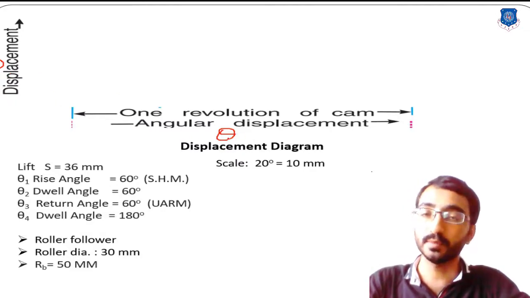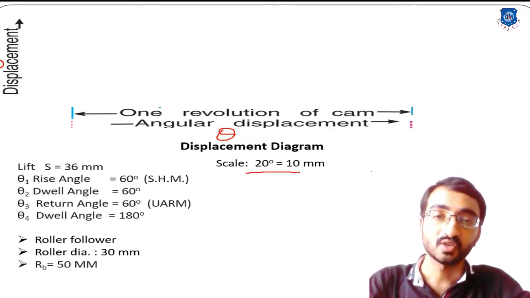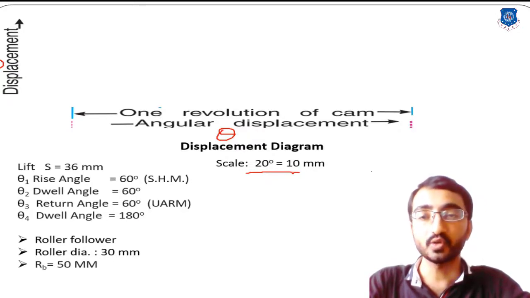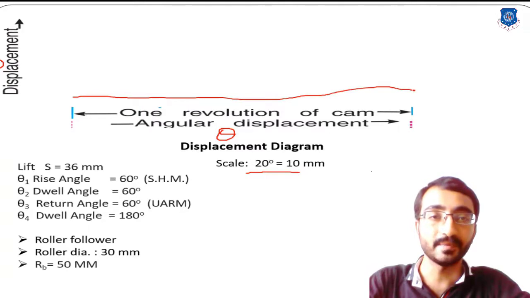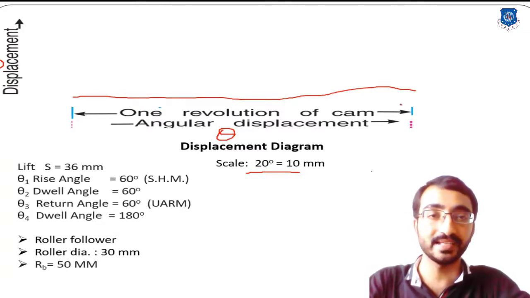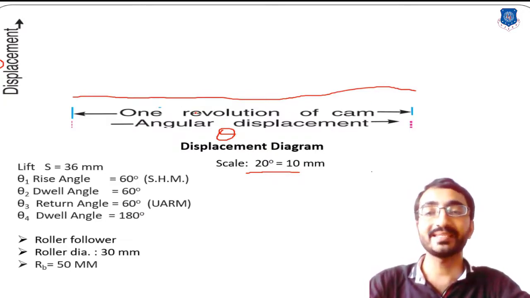To represent theta, that is the angle, we have to consider some scale. Over here we will consider 20 degrees represented by 10 mm, so a total of 360 degrees will require a distance of 180 mm. We need to sketch one horizontal line of total length 180 mm, which represents 360 degrees.